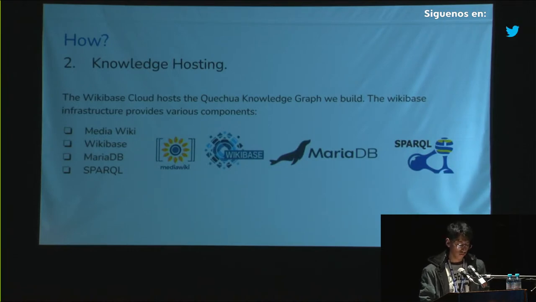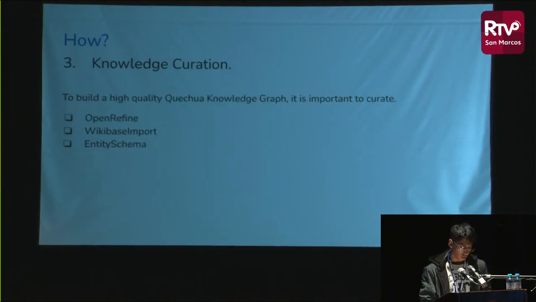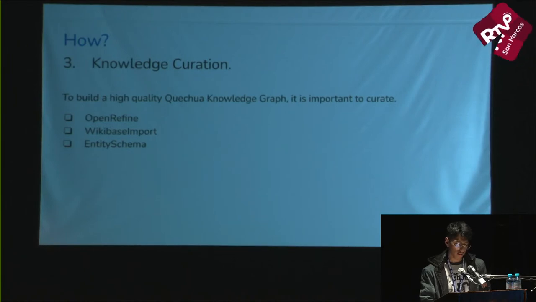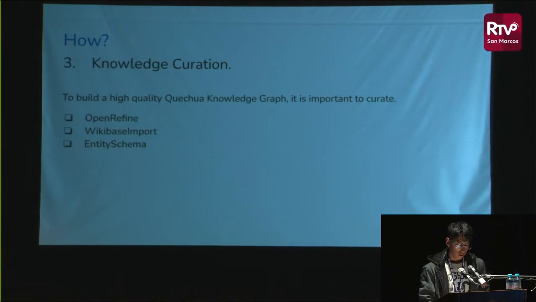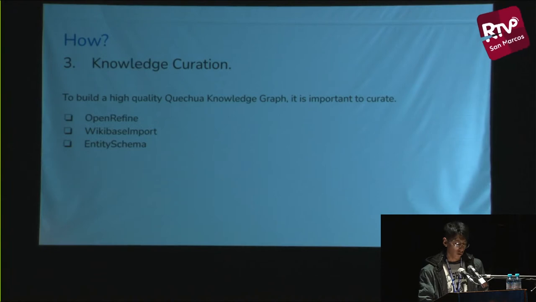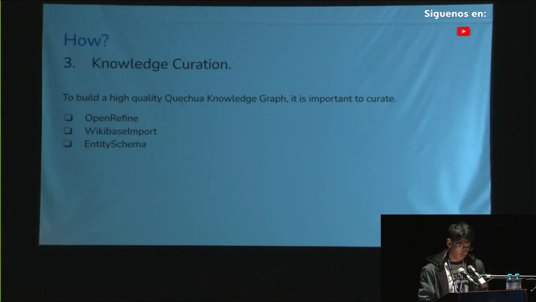For the knowledge hosting phase of the Quechua knowledge graph, we have chosen Wikibase Cloud, which provides various components and features such as MediaWiki, Wikibase, MariaDB, and SPARQL support. To build a high quality Quechua knowledge graph, curation is important. Manual curation is not recommended due to the large size of knowledge graphs. Therefore, there are tools that can automate the curation tasks, such as OpenRefine, Wikibase import, and entity schema, which are supported by Wikibase.